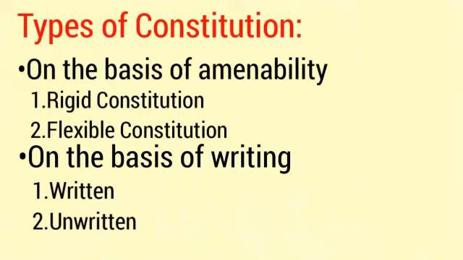And on the basis of writing, a constitution can be divided into written and unwritten constitutions. Examples of written constitutions are India, Germany, France, USA, etc. Examples of unwritten constitutions are Britain, New Zealand, Israel, etc. That's the types of constitution.